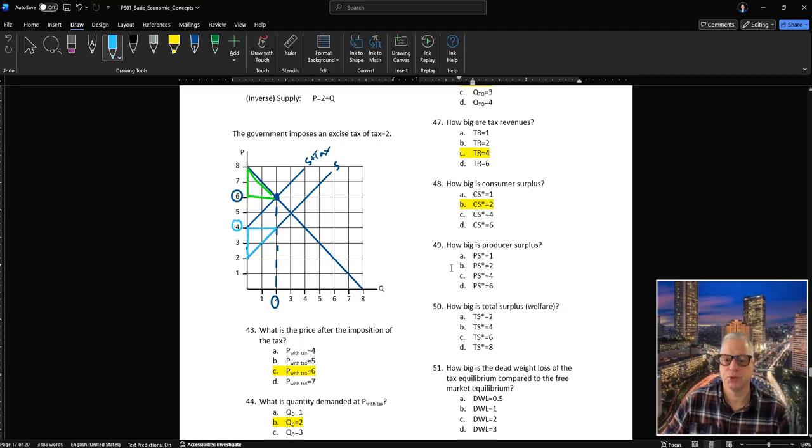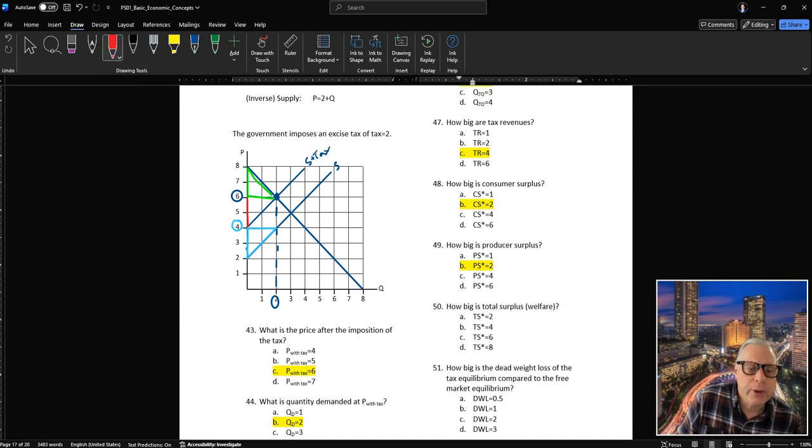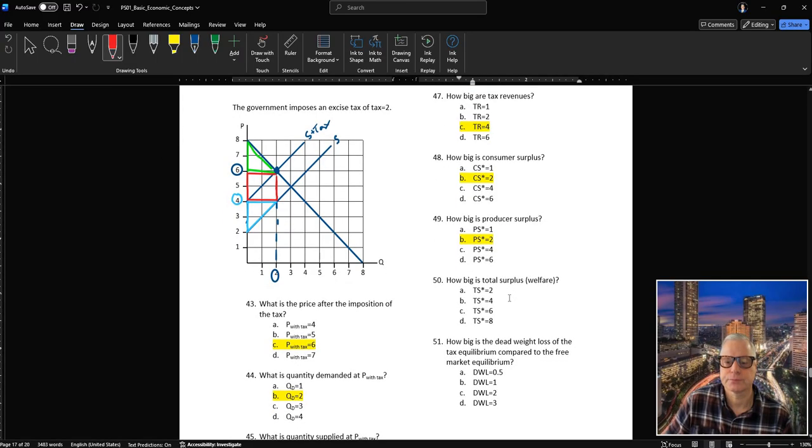Which is also 2. And then that means that everything in between here, this square, is total tax revenue, which is 2. So how big is total welfare?